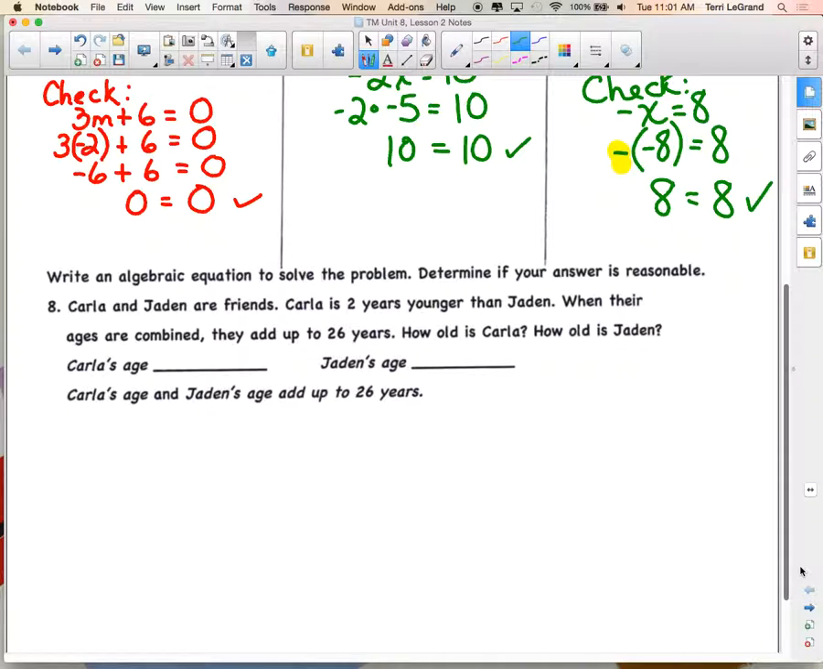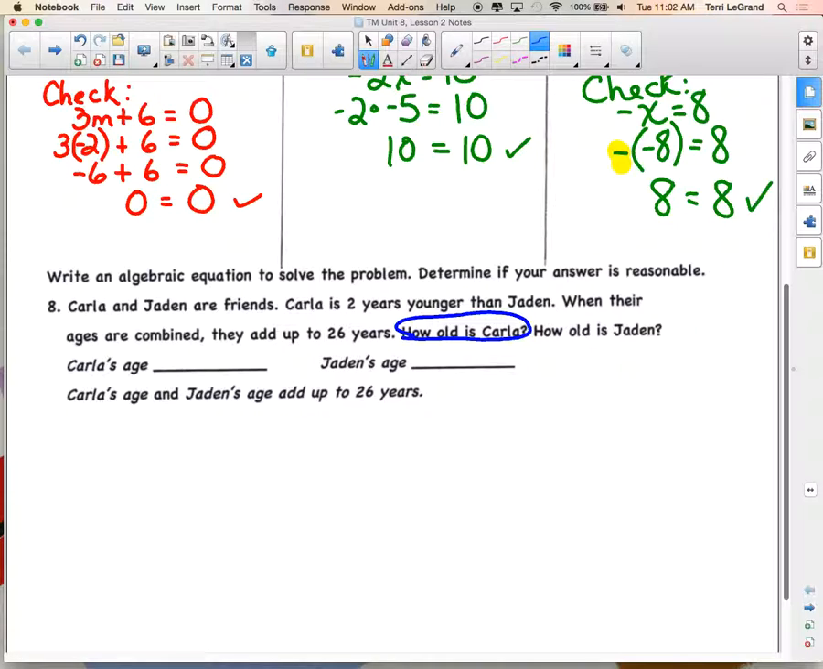Do you think there's any information in there we can cross out? Is there anything we should circle? How old is Carla? What should we do with that? Cross it out or circle it? Circle it. Okay, we're going to circle how old is Carla. That's one of our unknowns. And Carla is 2 years younger than Jaden.